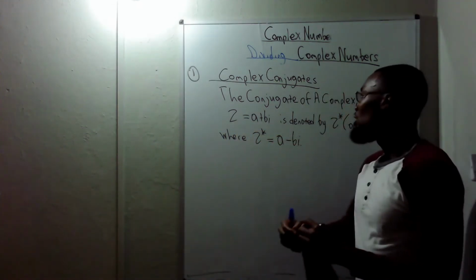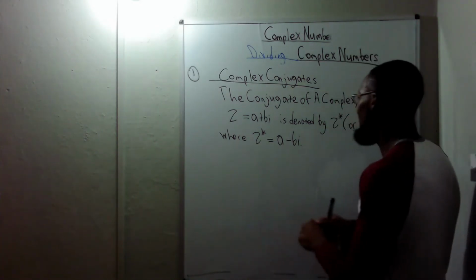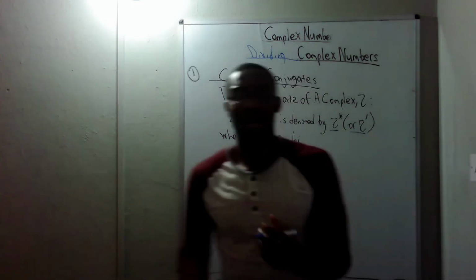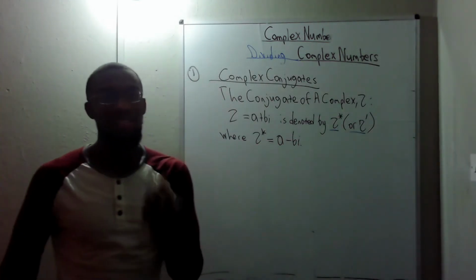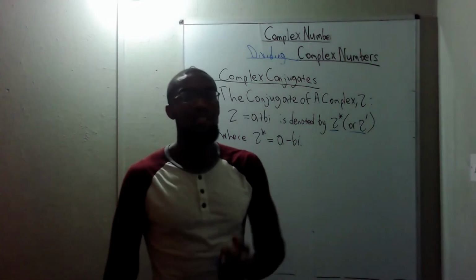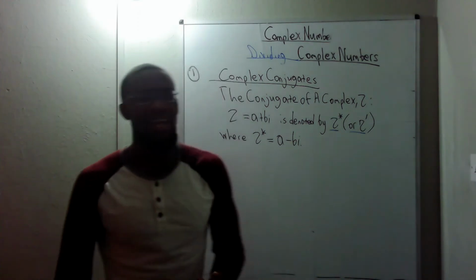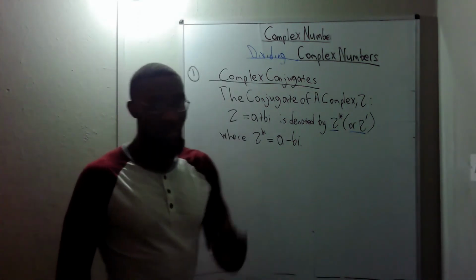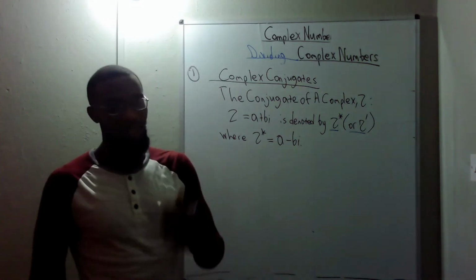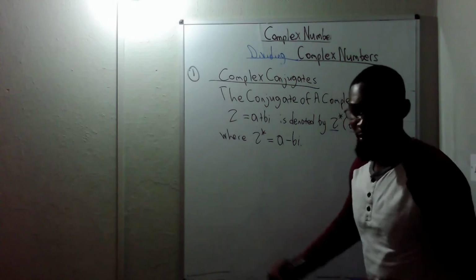Alright, so that's it. The conjugate of a complex number is often denoted by z star or z prime. You're going to say z star or z prime. That means conjugate. Whenever you're given a complex number a plus bi, then the conjugate is a minus bi. Whenever you're given a complex number in standard form a plus bi, the conjugate is a minus bi. Let's look at some examples.